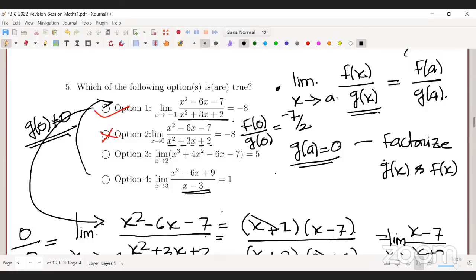We don't have to factor this polynomial because it's already in the simplest form, but we need to factor the polynomial which is given in the numerator. So it is x minus 3 whole square. This is x minus 3 whole square by x minus 3, and we are getting x minus 3, which is 0 if you take x tends to 3.